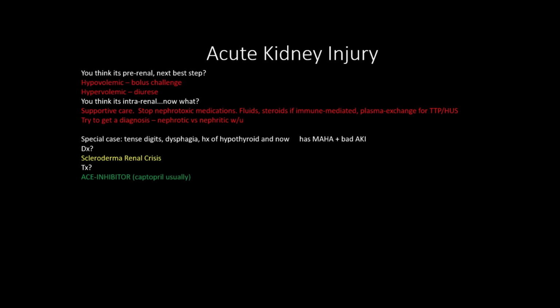And as you guys will see as we continue going through the renal section, ACE inhibitors and RAS inhibiting drugs in general have a renal protective effect due to their dilation of the efferent arteriole.